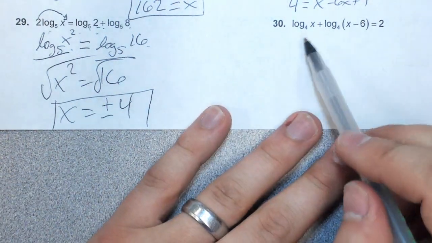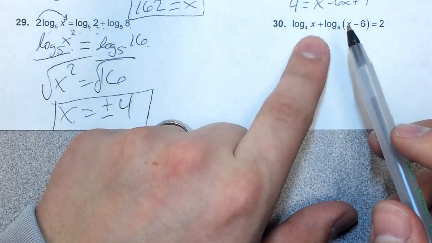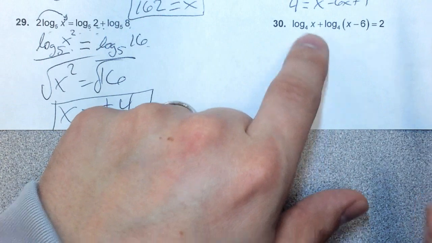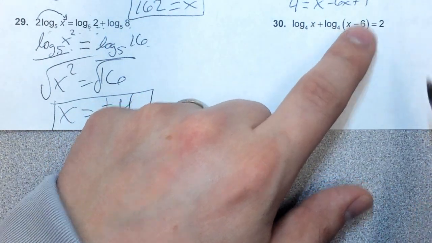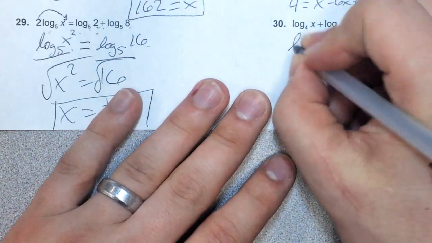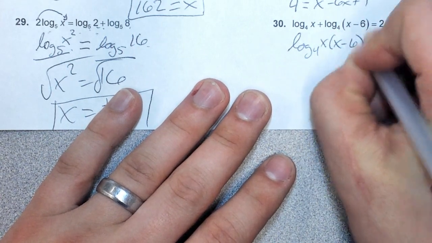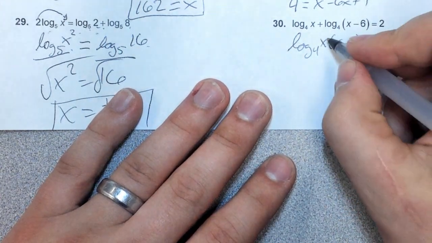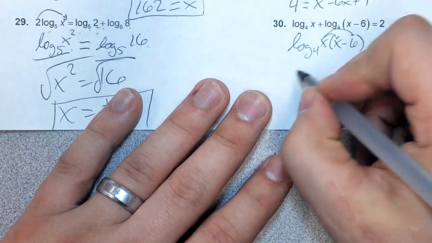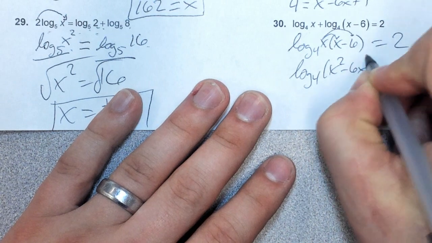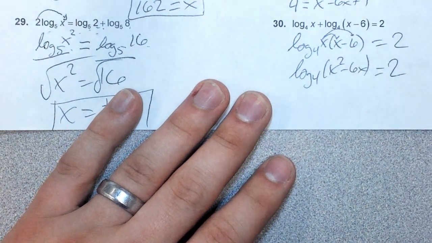All right, last one here. This is not like 29. 29 had logs on both sides. This is only on one side. So we got to make sure we condense. So we'll use our simplifying rules. We'll say x times x minus 6 equals 2. Okay, we can distribute this in there. It's log base 4 of x squared minus 6x equals 2.